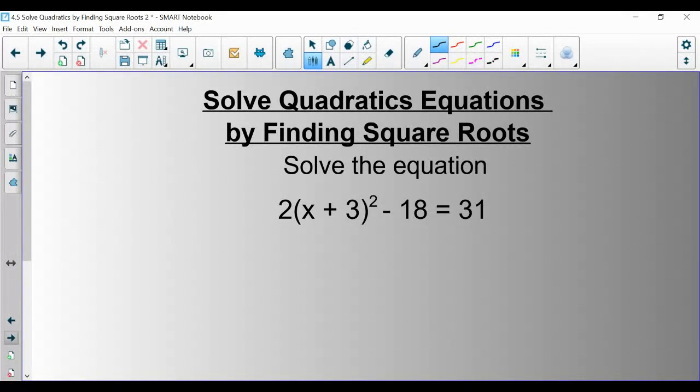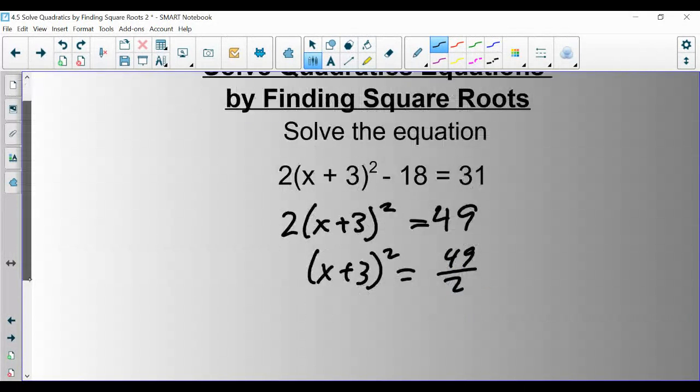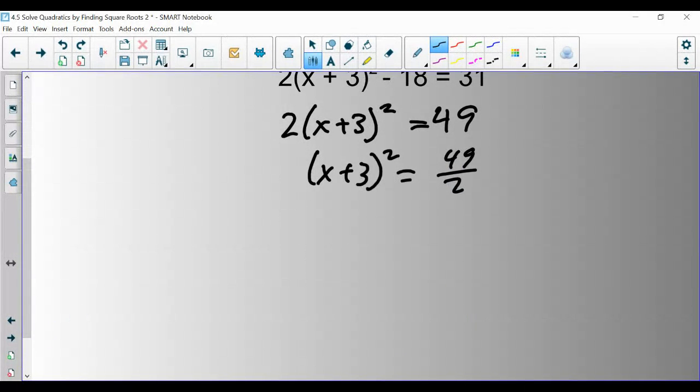First step would have been to add 18 to both sides. So you'd have 2 times x plus 3 squared is equal to 49. Then you would divide by 2 on both sides. So you'd have x plus 3 squared is equal to 49 over 2. If you wrote this as a decimal, you would have been wrong. So all of that was in the first step here. I solved for the thing that was being squared.